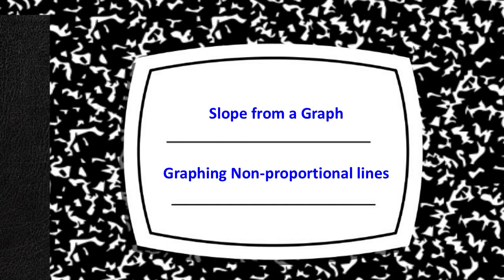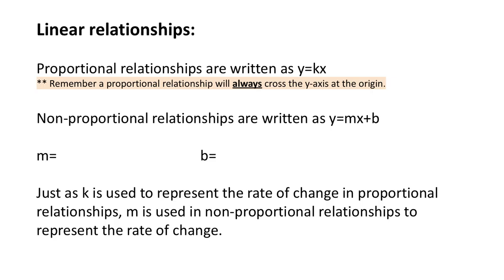Today we're going to go over slope from a graph and then graphing non-proportional lines. We're going to look at linear relationships. So remember, linear means line.